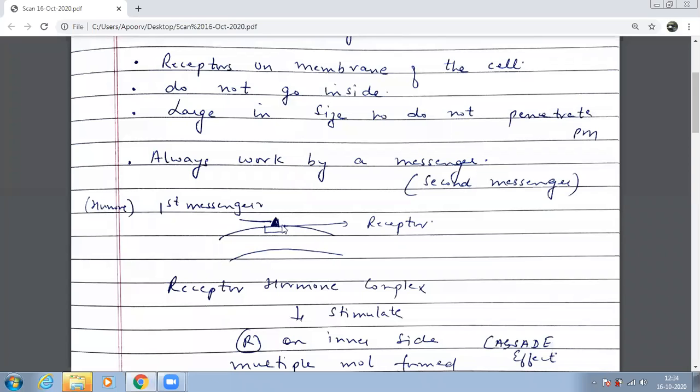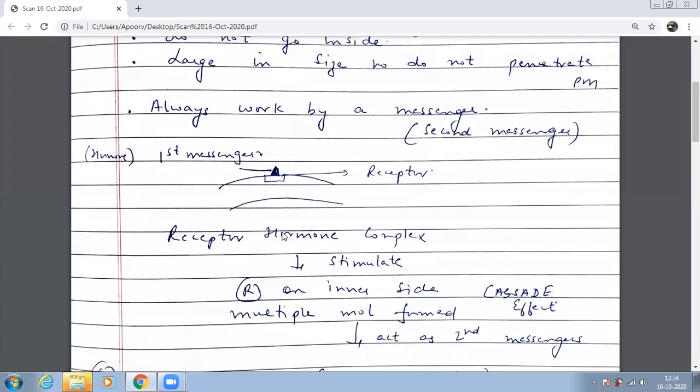Now this receptor hormone complex will stimulate something. What is it going to stimulate? Some reactions on the inner side of the membrane. This effect is called the cascade effect. Remember this term. This is called which effect? Cascade effect. Again, this is important from the competitive point of view. I'll tell you why it is called cascade when I finish the entire topic.